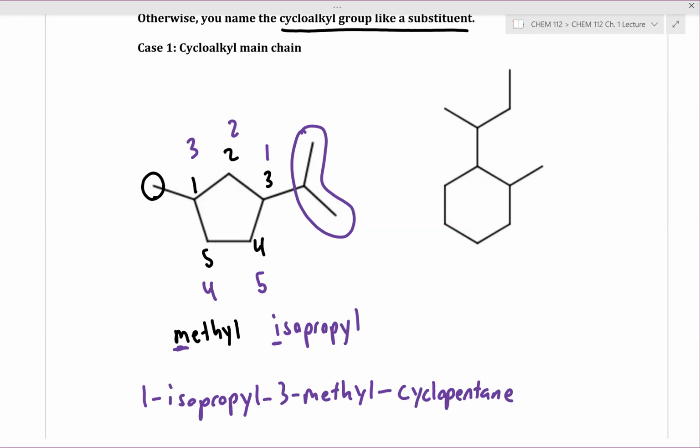Yes, you just said we start numbering on the side chain, but if there's more than one side chain, then you start with whichever gives you the smallest set. Okay.